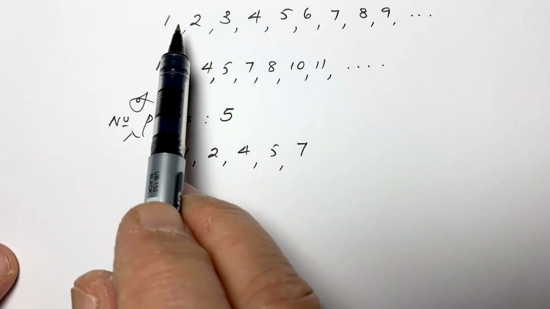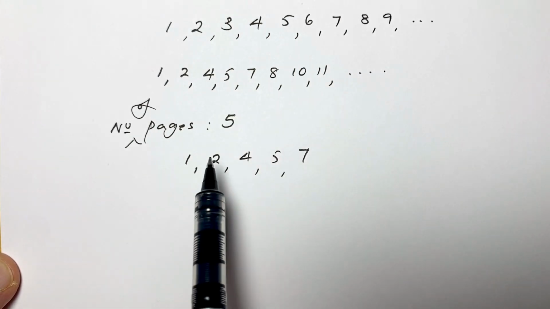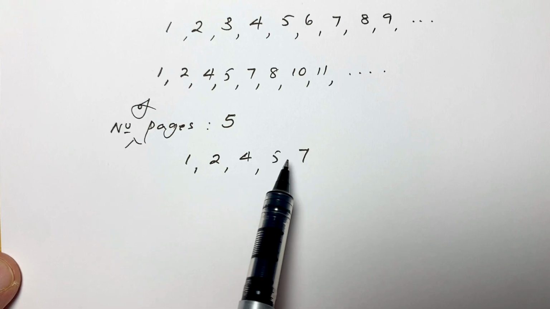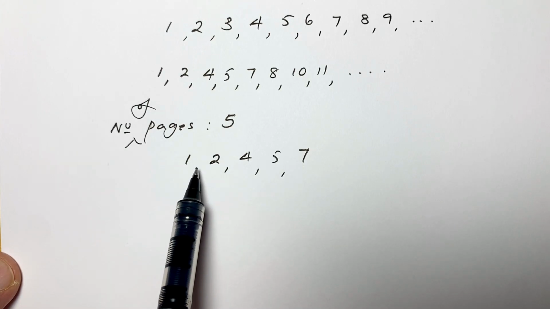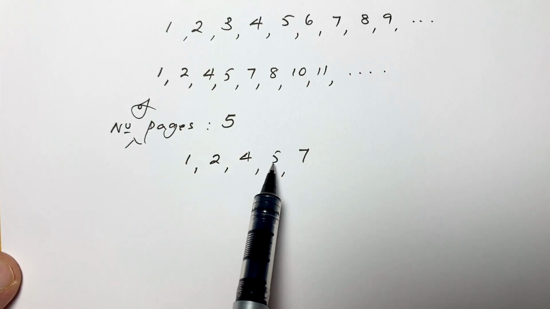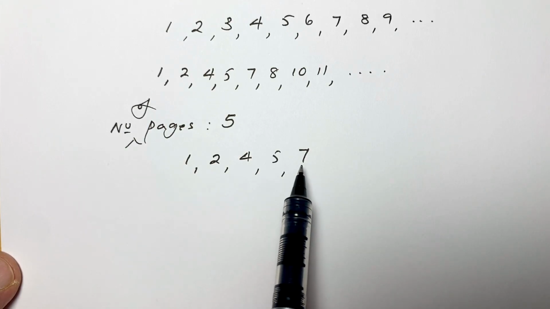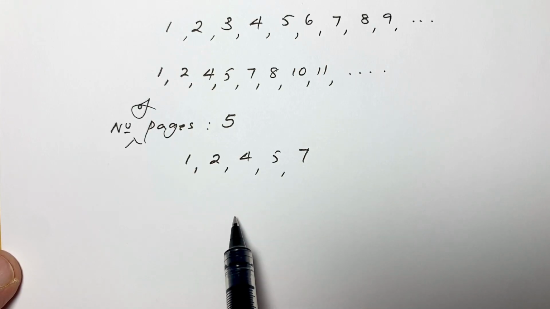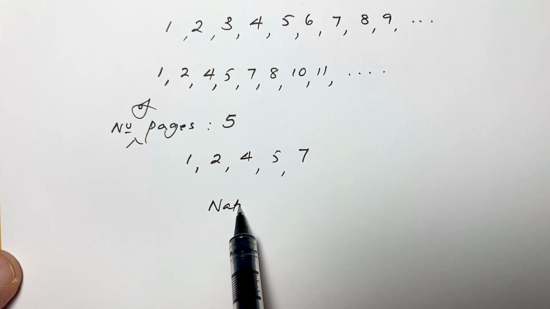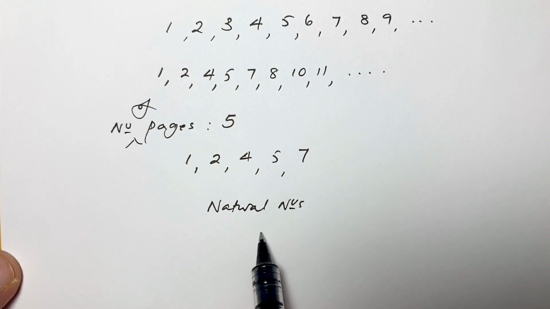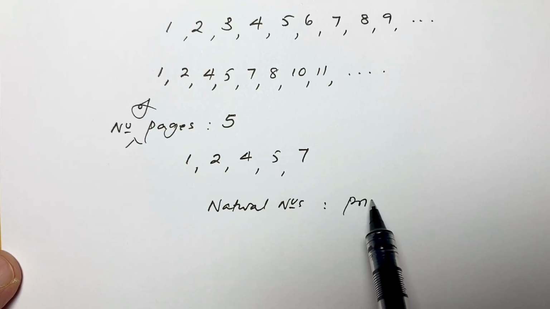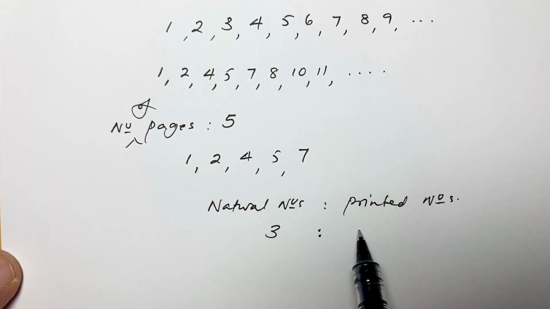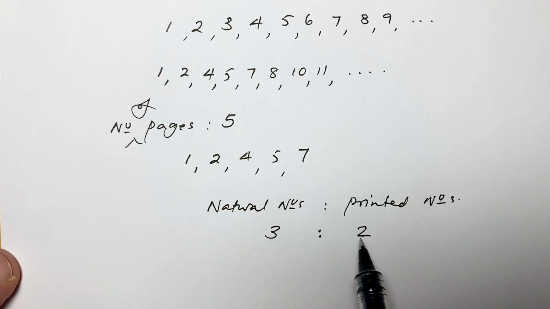So natural numbers are the ones which usually the books are numbered with, and the printed numbers are those with the missing every 3rd number. So out of every 3 numbers, 1, 2, 3, we've used 2. Out of 4, 5, 6, we've used 2. Out of 7, 8, 9, we use 2, 7 and 8. So the ratio of natural numbers to printed numbers is 3 to 2. For every 3 natural numbers, I use 2 for printing purposes.